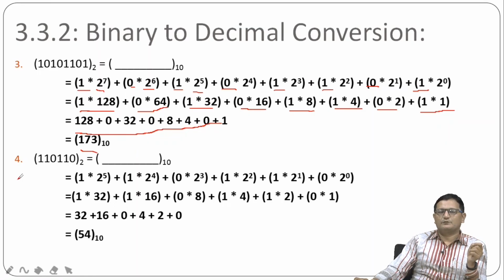Similarly, try this on your own. Suppose the binary number given to you is 110110, how can we convert this number into decimal? Your answer should be 54.